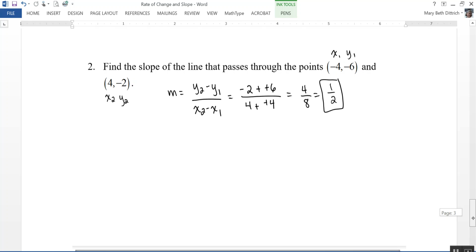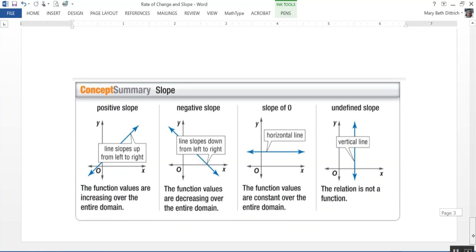One last thing I'd like to talk about is another box from a textbook, which summarizes what slope is. If a line has a positive slope, then it's going up as you read from left to right. If a line has a negative slope, it's generally going down as you move from left to right. If the slope is 0, that's the slope of a horizontal line. You'll notice there's no rise over the entire run. So that would be a fraction like 0 over 8.